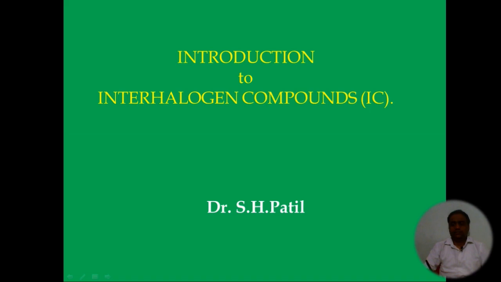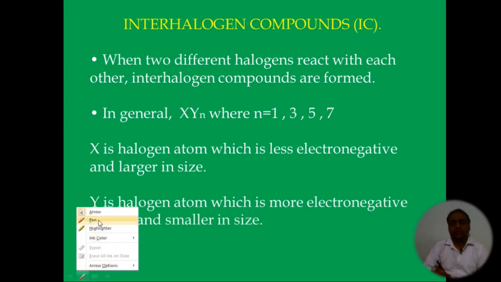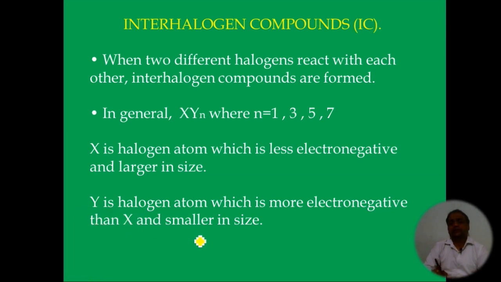So let's see what is meant by interhalogen compounds and what are their types, how to prepare them, what are their properties, what are their geometry and shape. So these are all things we are going to see in this lecture. Let's see one by one what is meant by interhalogen compounds. These interhalogen compounds are compounds of different halogens.